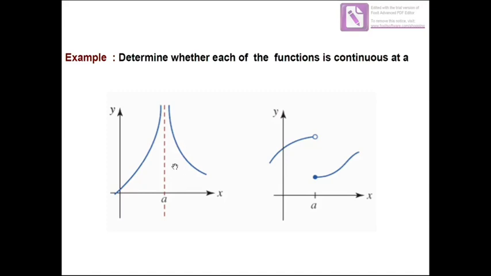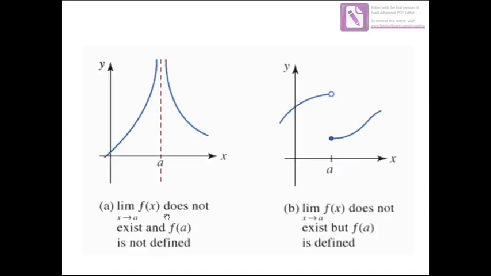For the first one, it is clear that the limit of f(x) does not exist when x approaches a, since the limit here goes to infinity and the limit here goes to infinity, so we conclude that the limit does not exist. Also we see that there is no point when x is equal to a, there is no value of our function y, so f(a) is not defined. So the limit does not exist and f(a) is not defined, so we conclude that this function is discontinuous.